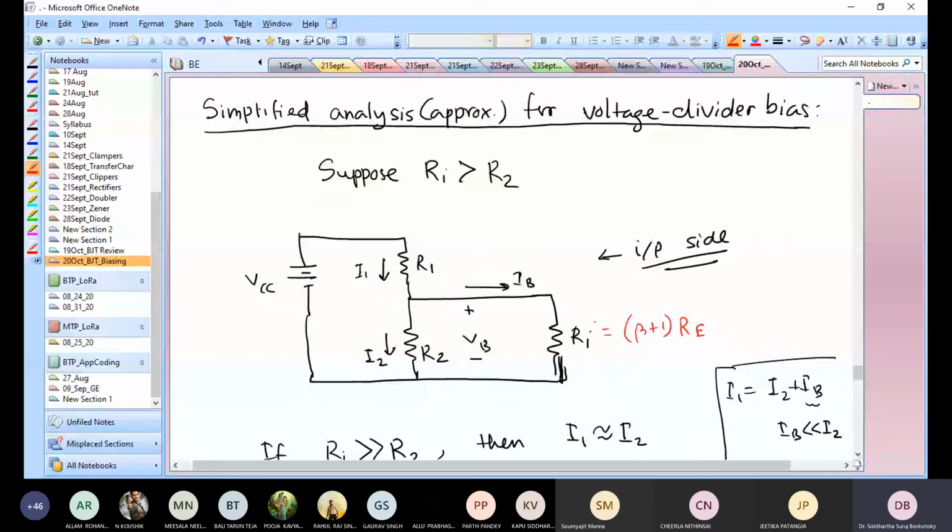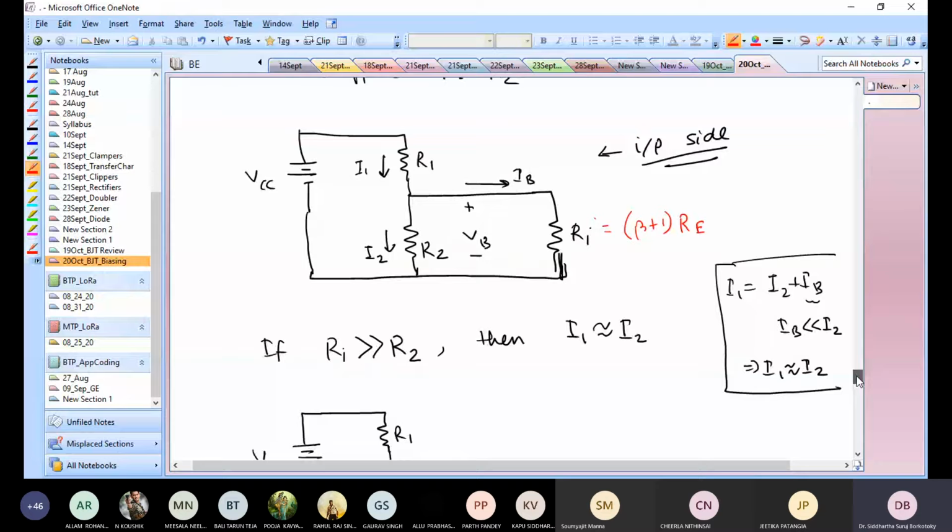Okay, so now if you have this Ri much larger than R2, R2 is that resistor that we put there by design. Re is also by design, but beta is a parameter of the transistor. So if Ri is very large compared to the R2 resistor, what can we say about I1, I2, and IB? We can say that I1 would be very close to I2.